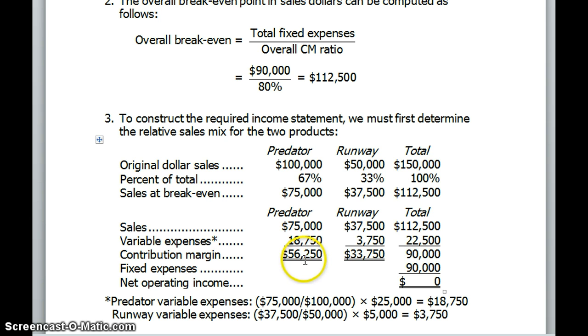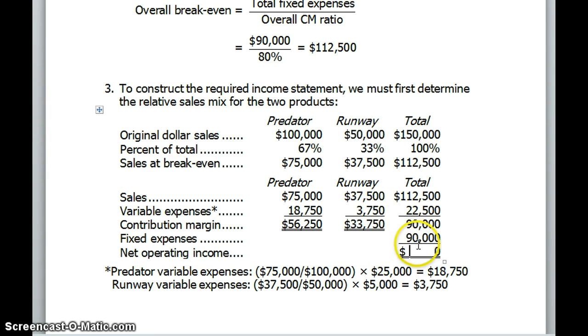When you add the contribution margin for Predator to the contribution margin for Runway, the total contribution margin is $90,000. Fixed expenses are $90,000. Net operating income is $0, which is what you would expect because we are at the sales revenue for the break-even point, given this sales mix of 67% Predator, 33% Runway. This does it for our discussion of exercise 5-10.